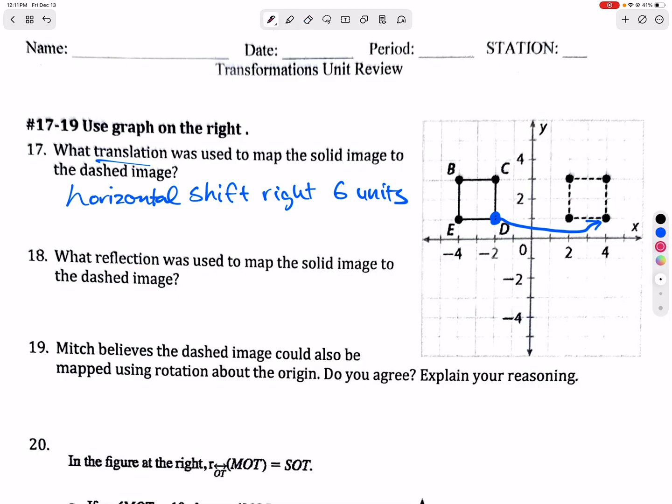Okay, a reflection. If we use a reflection, the points got to be equidistant. So the reflection line is actually the y-axis. So reflection over the y-axis.